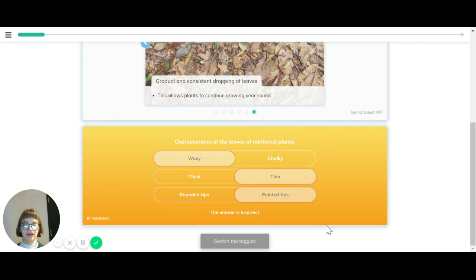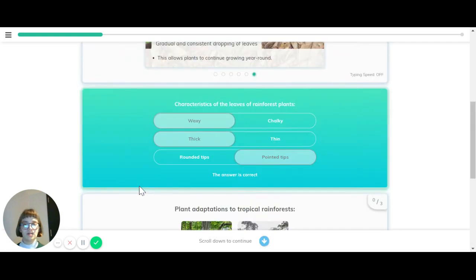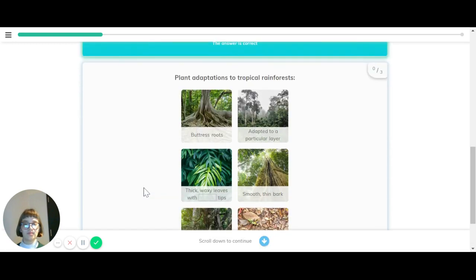Let's just do a quick recap of that. So what are the different characteristics of the leaves of rainforest plants? Are they waxy or chalky? Well, they're waxy, so the rain can roll off. Are they thick or thin? Often thin to help bear the load of the water. And they have pointed tips to help rain fall off.